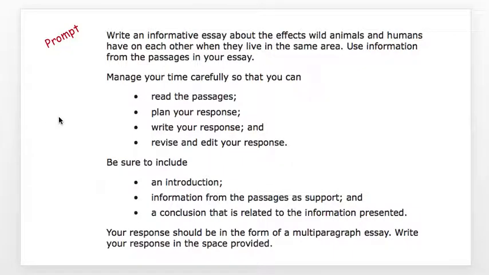And so our prompt again is we're writing an informative essay about the effects that wild animals and humans have on each other when they live in the same area. So we read about many different animal and human interactions. We read about pigeons, we read about squirrels. There were lots of different animals that we read about and how the humans and the animals affected each other. So we already know what our topic is going to be. We know that our topic is going to be the effects that wild animals and humans have on each other.